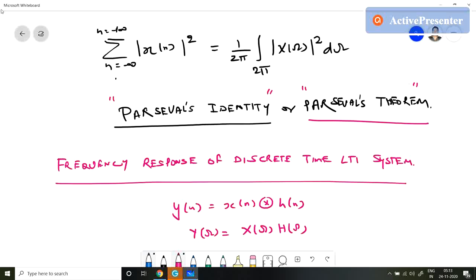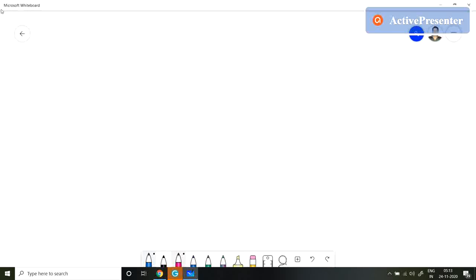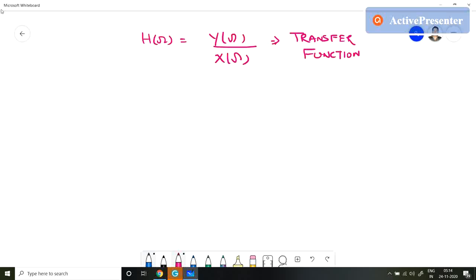So finally what we are getting here is that H(Ω) is equal to Y(Ω) divided by X(Ω). That is called the transfer function. Also, this H(Ω) can be written as the modulus of H(Ω) times e raised to the power jθh(Ω).